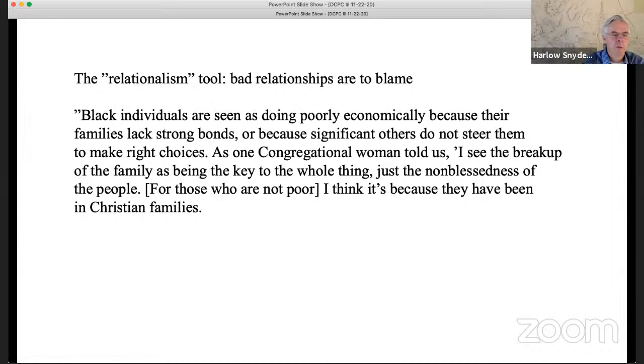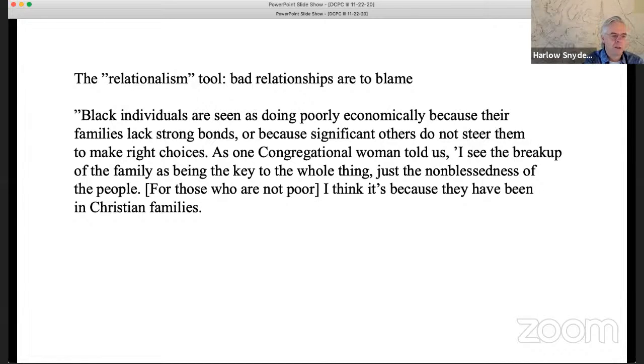One congregational woman told us, "I see the breakup of the family as being the key to the whole thing, just the non-blessedness of the people. For those who are not poor, I think it's because they have been in Christian families." Right? And you hear this in church circles and evangelical circles.